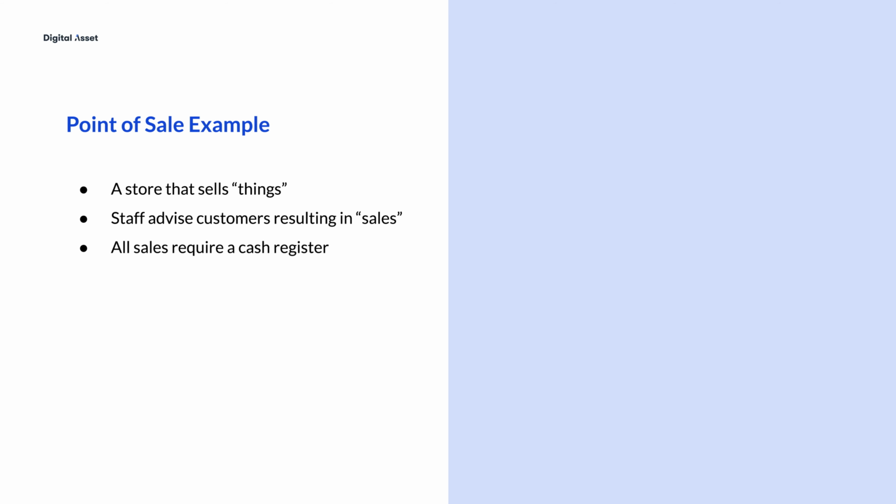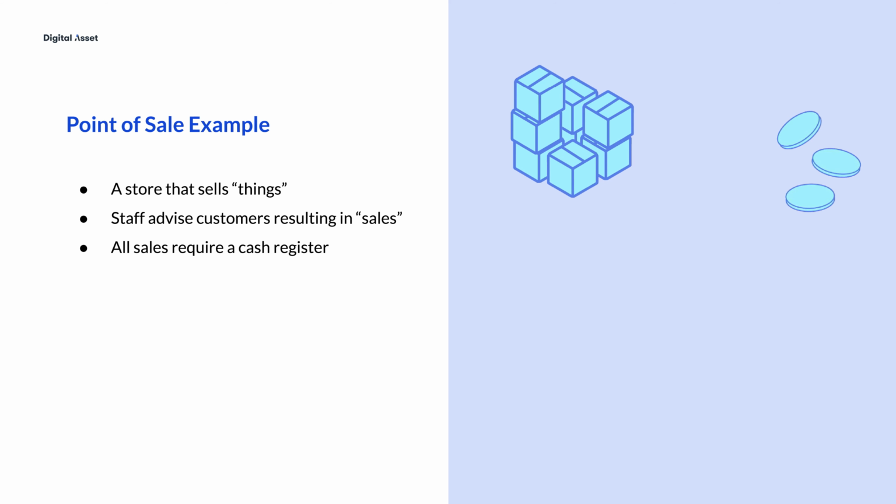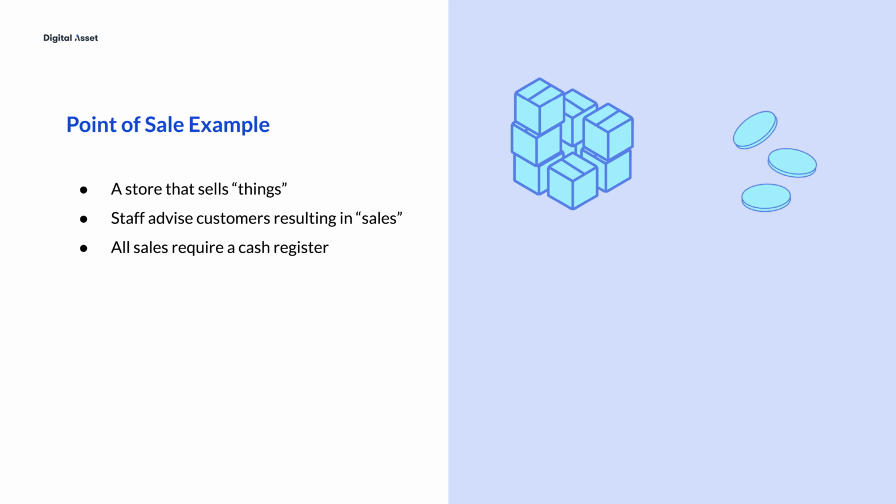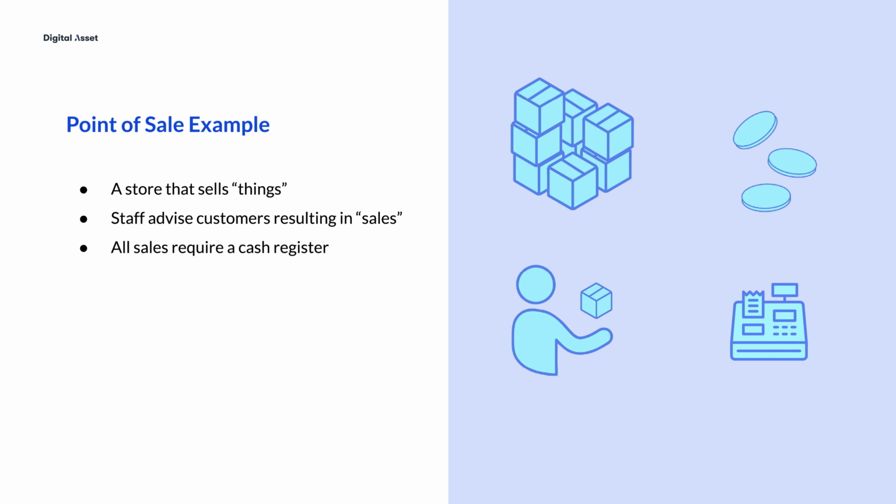To try to gain an intuition for Daml optimization, let's consider again the point-of-sale example. We are setting up a store that will sell things and settle transactions for money. We have workflows that involve staff providing advisory services that ultimately result in a sale that will use a cash register. The advisory services may be very complicated and take several minutes to complete, but ultimately every advisory workflow will need to use a cash register to process the transaction.